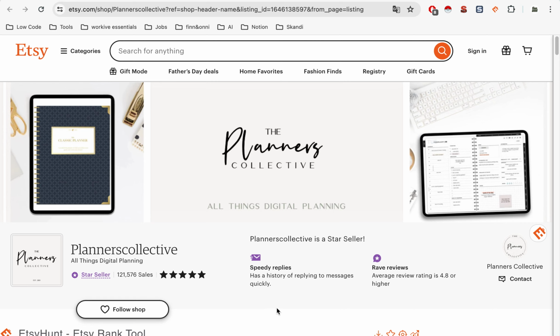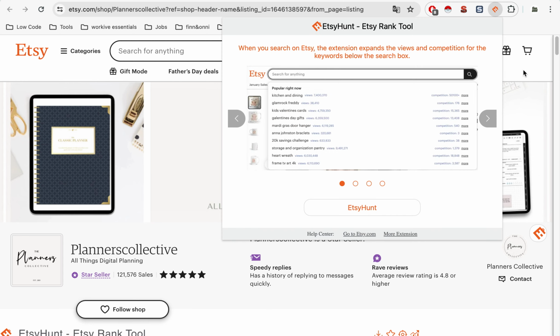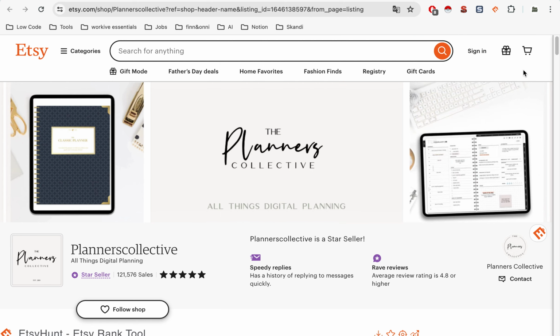So yeah, I hope this helped you. I just used Notion template as an example here, but it doesn't matter if you sell a Canva template or whatever on Etsy, it's completely the same principle. Get the EtsyHunt Etsy rank tool and just dig into the data of your competitors, especially of those who are successful, and maybe also those who are not successful, to see what not to do, and then use this free information to optimize your products.